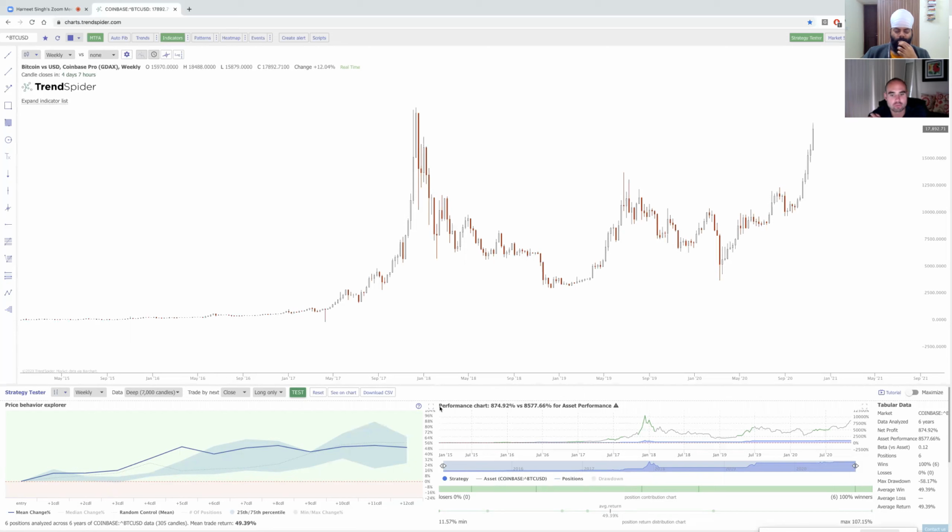So the performance chart is something that's really important because it allows you to see, is my trading strategy beating buy and hold? And if it's not beating buy and hold, why would you trade it? One, especially on crypto, you have insane commissions. That's one reason why I refuse to trade crypto.